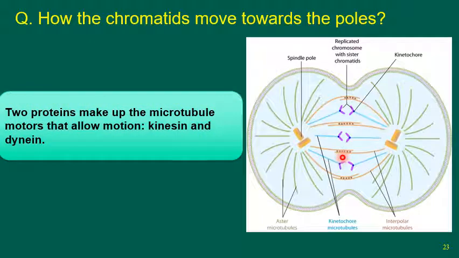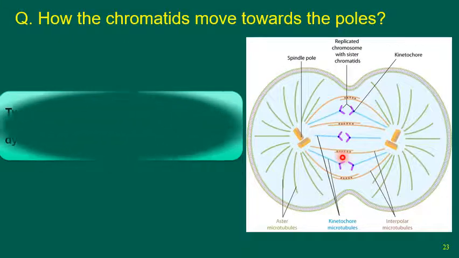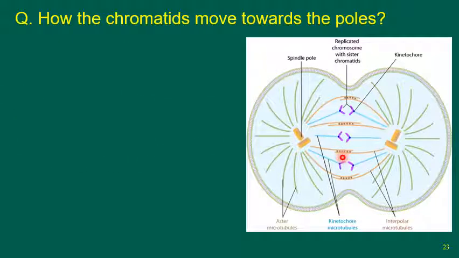That occurs with the assistance of two proteins that make up the microtubule motors that allow motion, kinesin and dynein. تكون هذه التزحلق الميكروتيوبيولز على بعضها البعض بمساعدة نوعين من البروتين تساعدها على هذه الحركة، والتي تسمى بالكينيسين والداينين، حيث تعمل بشكل عجلات أو كسكة تسمح لتزحلق أو انزلاق الميكروتيوبيولز على بعضها البعض.